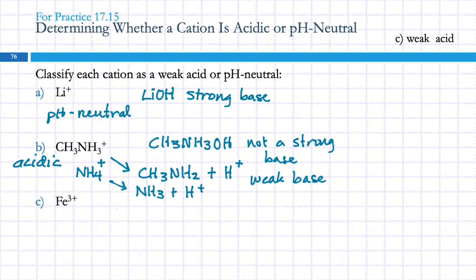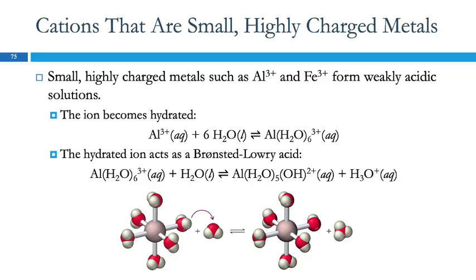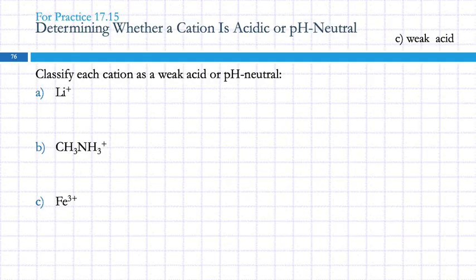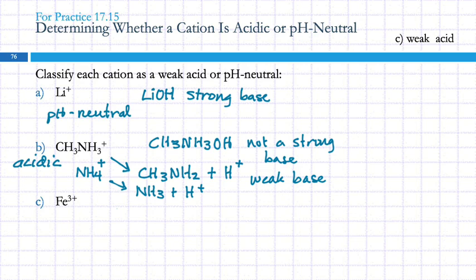What about Fe3+? So that is one of these guys, small highly charged metals. And so Al3+, Fe3+, you have to memorize those. At this point, if you don't thoroughly understand how they act as acid, that's okay. That's not a big problem. So this will act as an acid because it's a small, highly charged metal ion. It's Fe3+. The other one is Al3+.